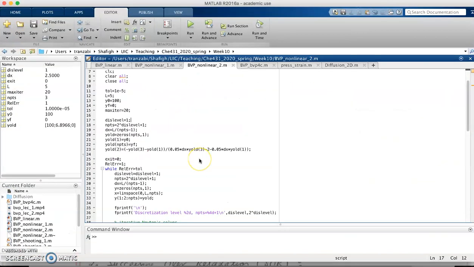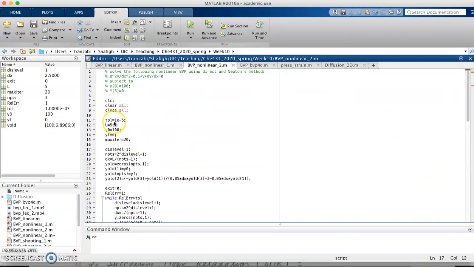Alright, so here is the MATLAB script. I have the tolerance. Domain length is 5. Left boundary, right boundary, maximum iteration for the Newton's method is 20. I start with discretization level 1, which means I have 2 raised to the first power plus 1, equal to 3. That means I have only 3 points across my domain. Out of those 3 points, I know 2 of them, the first and the last, because they are boundary conditions. The only unknown at this time is y1. If you think of y0 and y2 being the 2 boundary points, then y1, the middle point, is the unknown.